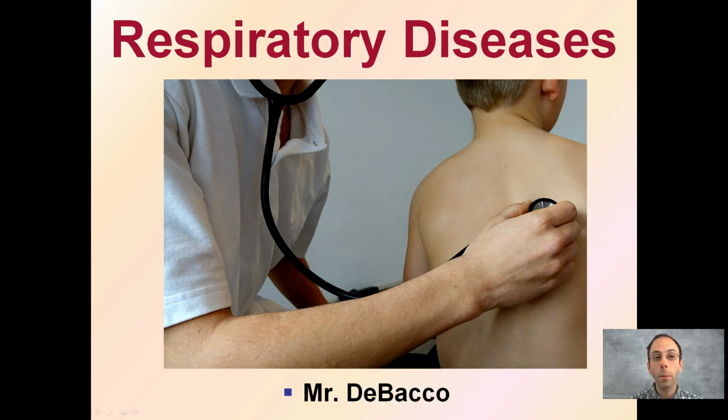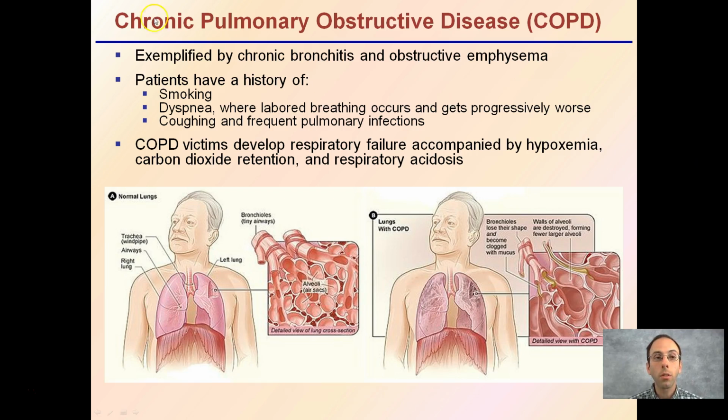Okay, here I'm going to go over some very common respiratory diseases, starting with chronic obstructive pulmonary disease, commonly abbreviated COPD. This is exemplified by chronic bronchitis and obstructive emphysema. Patients typically have a history of smoking, dyspnea, and coughing frequently. Dyspnea, again, is labored breathing that occurs and progressively gets worse. Overall, COPD victims develop respiratory failure accompanied by hypoxemia, carbon dioxide retention, and respiratory acidosis.